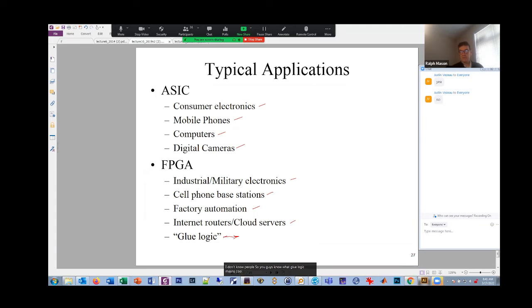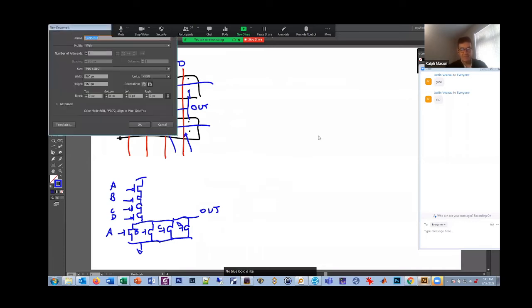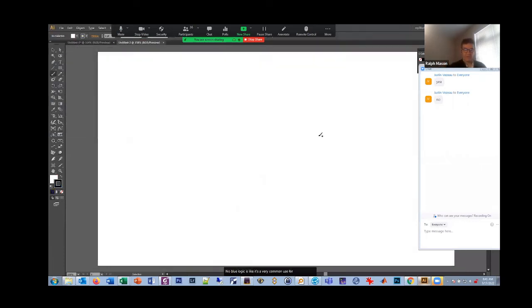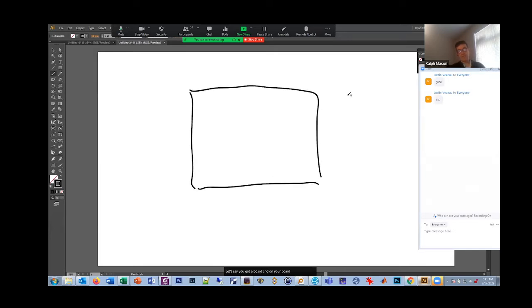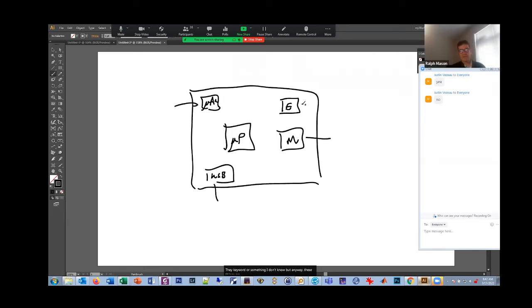Glue logic is a very common use for low-end FPGAs. Let's say you've got a board, like for instance our FPGA board, and there'll be an Ethernet controller. There might be an external memory, like SRAM or something. There might be a microprocessor. You might have a USB chip here. You might have a UART. But anyway, these things are all connecting to the outside.